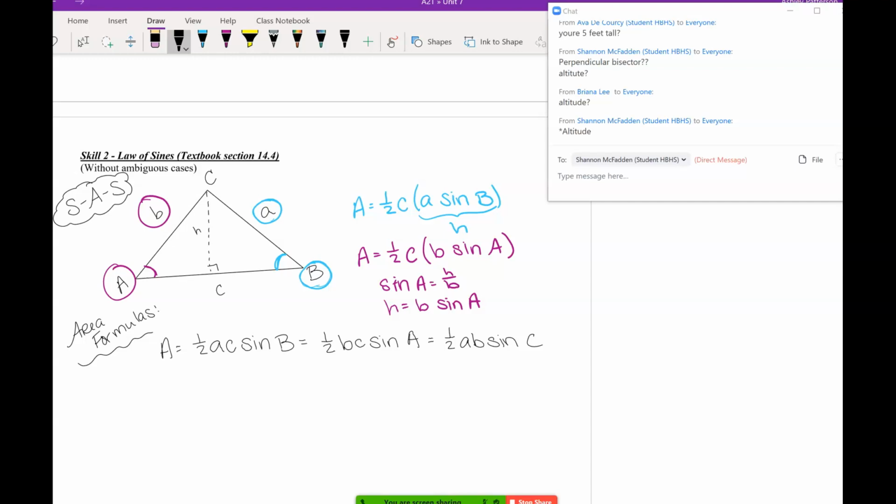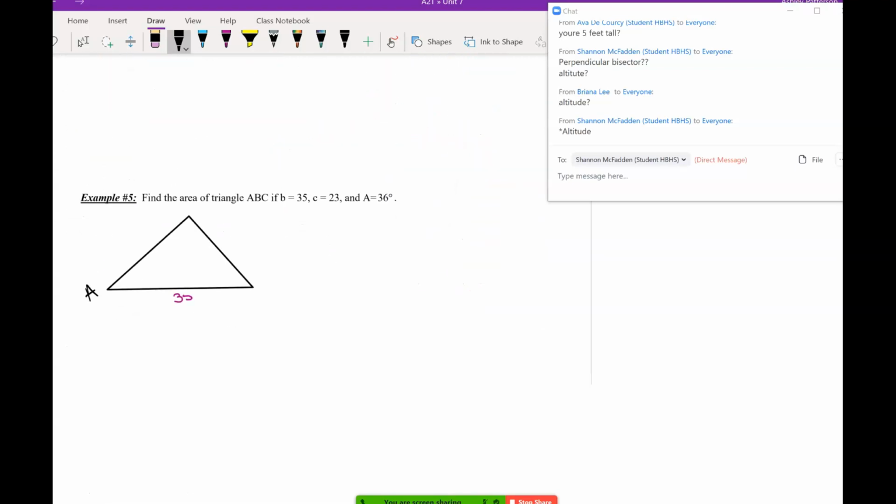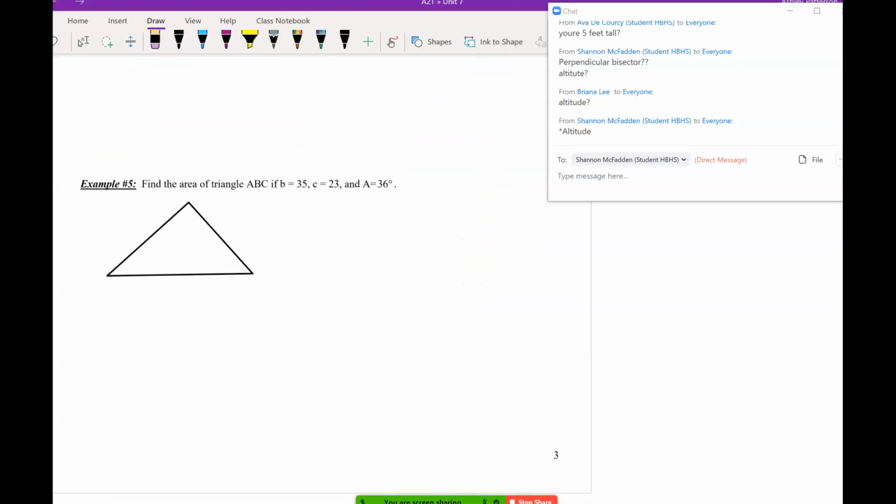So how do we use it? Enter in example 5. Okay, so it's asking us to find the area. I'm first off going to draw a triangle because I want to see what I'm given and how I can best use it to find the area. It doesn't matter what you label A, B, and C. I'm just going to label A, B, and C. What matters is that the given information is accurate. So we are told that little b is 35, little c is 23, and angle A is 36 degrees.